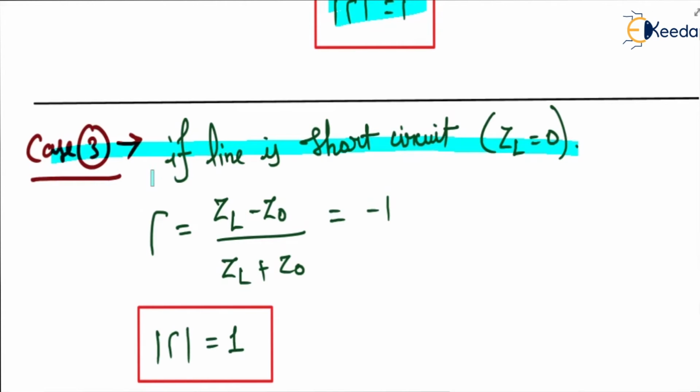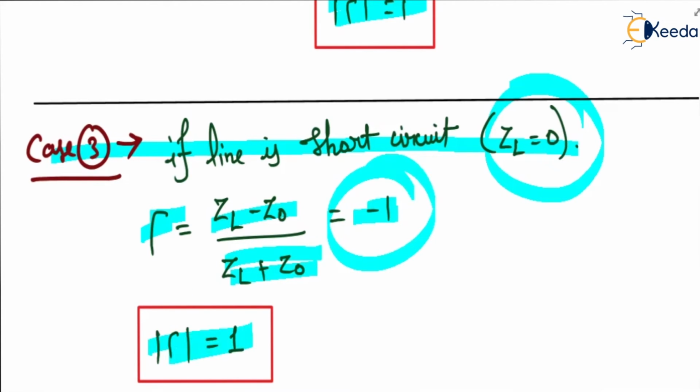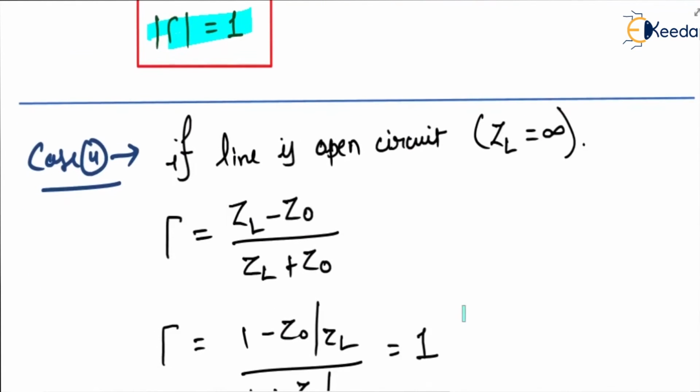Case number 3: the line is short circuited. It means ZL is equal to 0. So gamma is (ZL minus Z0) upon (ZL plus Z0). If ZL is equal to 0, it is minus 1, and mod gamma is equal to 1.